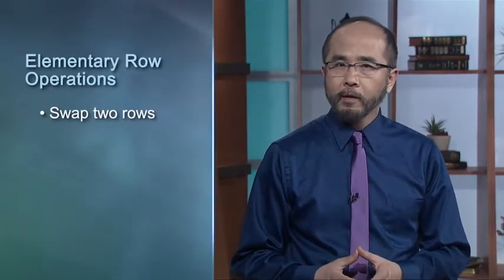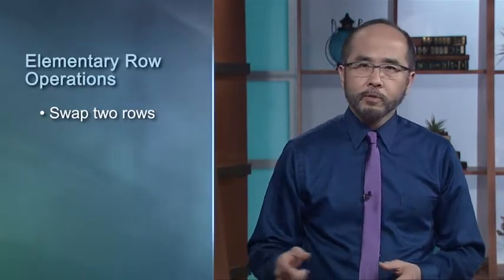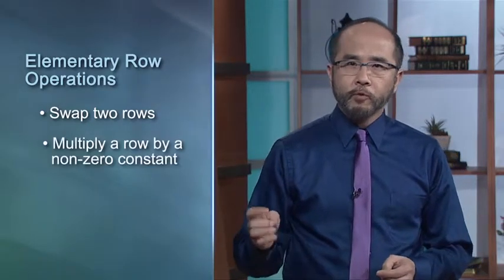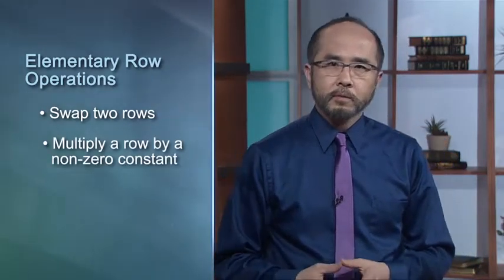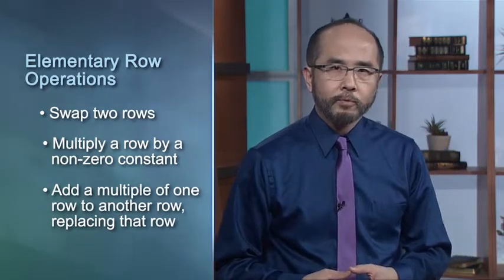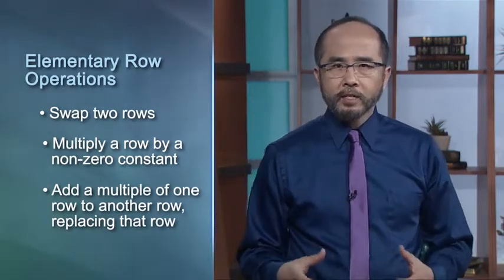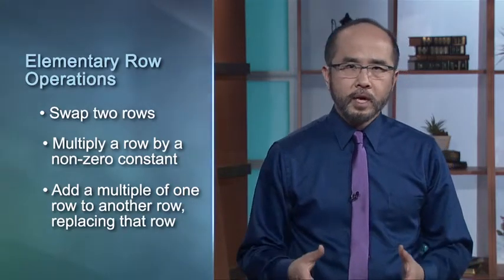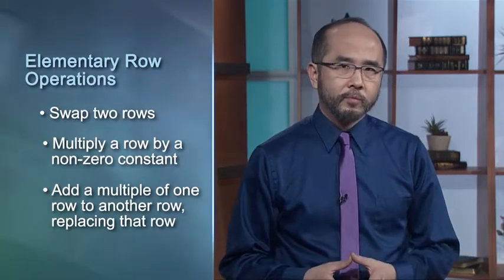Recall from last time that given an augmented matrix representing a system of equations, there are 3 elementary row operations that can be performed on it that do not change the solution set of that system of equations. You can swap 2 rows, you can multiply a row by a non-zero constant, and you can add a multiple of one row to another row, replacing that row. And the idea of Gaussian elimination is to use these operations to simplify a system.